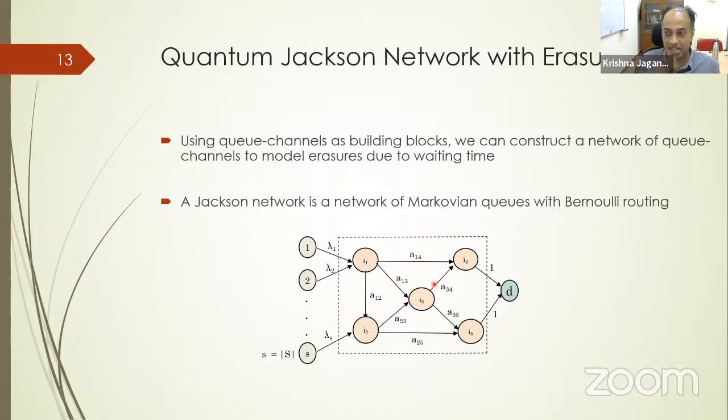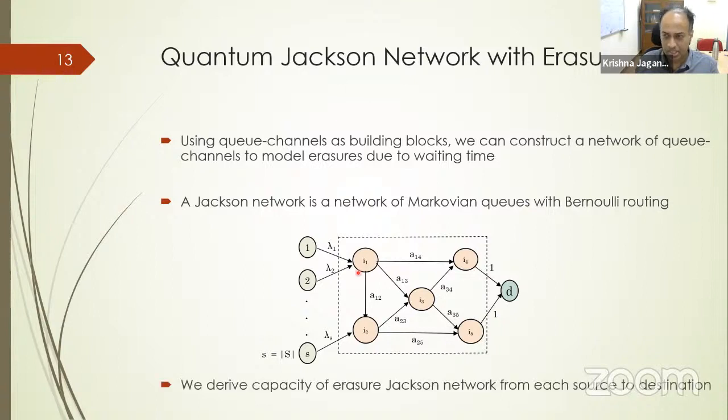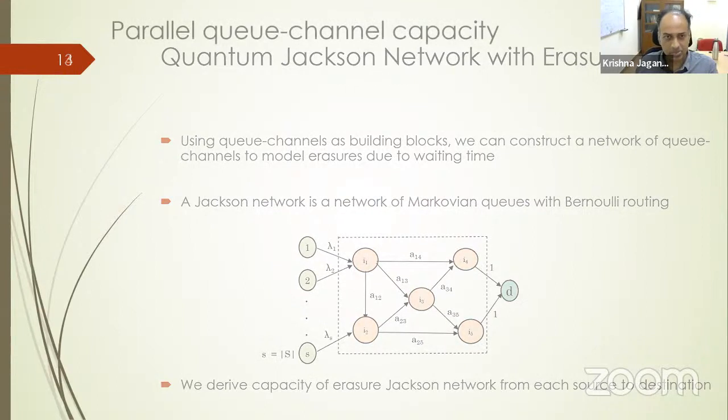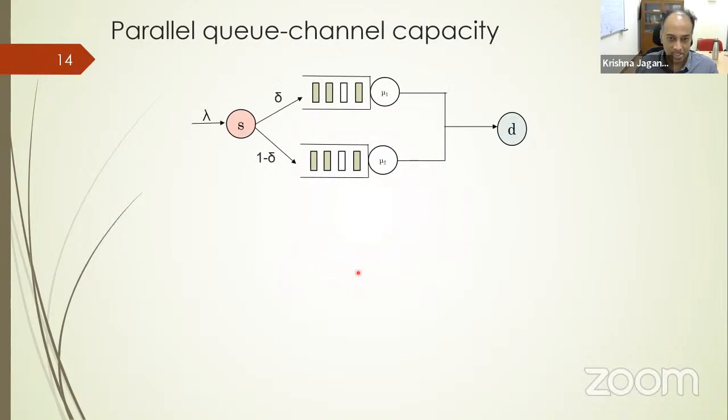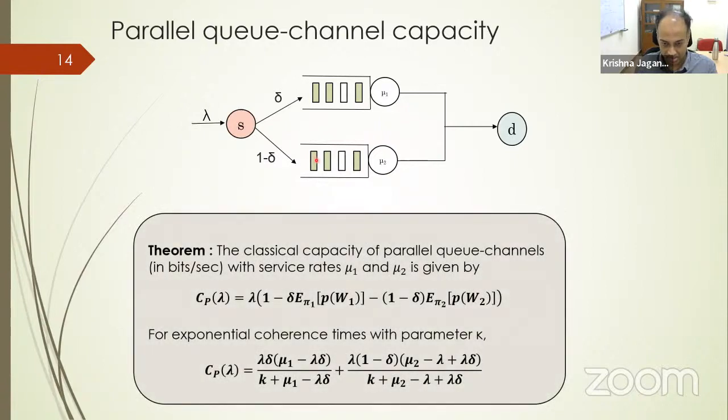Now that's 1970 stuff. This has been studied for a long time. What we are going to do now is to make each node not just an M/M/1 queue, but a Q channel, a Markovian Q channel. And then we are able to calculate capacity for some simple networks. To go from simple to more complex, if you consider parallel Q channel capacity, you can just do similar calculations. If you have parallel Q channels with mu1, mu2, lambda, Bernoulli splitting, you can get capacity results like so, just using the same machinery.